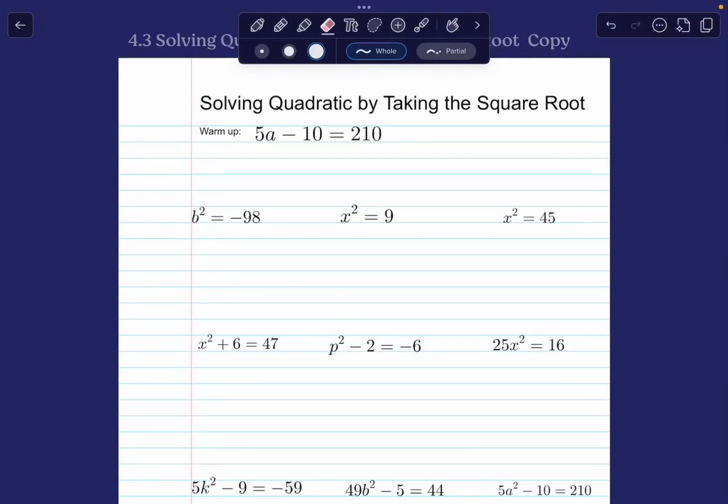All right, listen up. We're going to solve quadratics by taking the square root, and that's exactly what it sounds like. The way we solve this is we have to take the square root, right? Totally different from what we did with factoring. And in our future lessons, we are solving it by taking the square root.